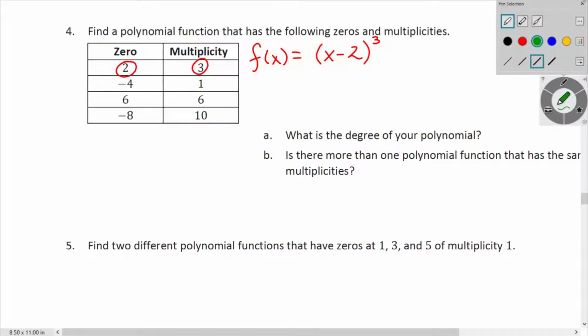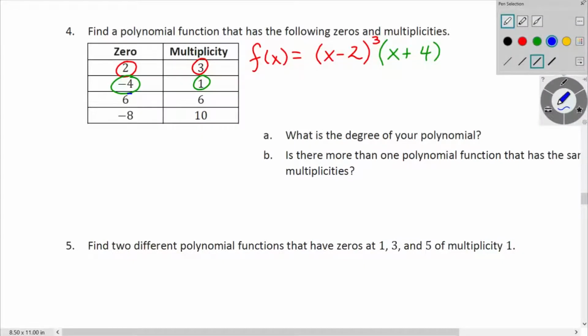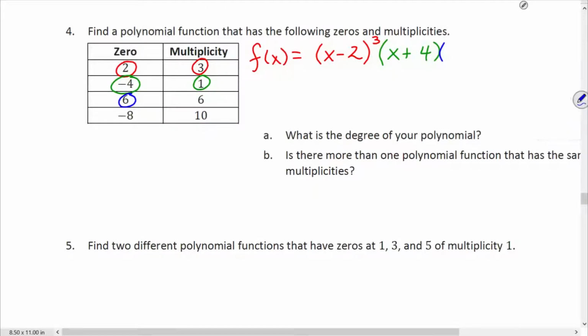Now, to have a zero of negative 4, I need a factor of x plus 4. If I plugged in negative 4, I'd get 0. And the multiplicity is 1, so I could put an exponent of 1, but usually we don't. Next is a zero of 6. I need a factor of x minus 6, and the multiplicity is 6, which means I need 6 of those zeros, so I do that with an exponent of 6. Finally, I need a zero of negative 8, and I get that from x plus 8. If I want the multiplicity of 10, I need an exponent of 10.